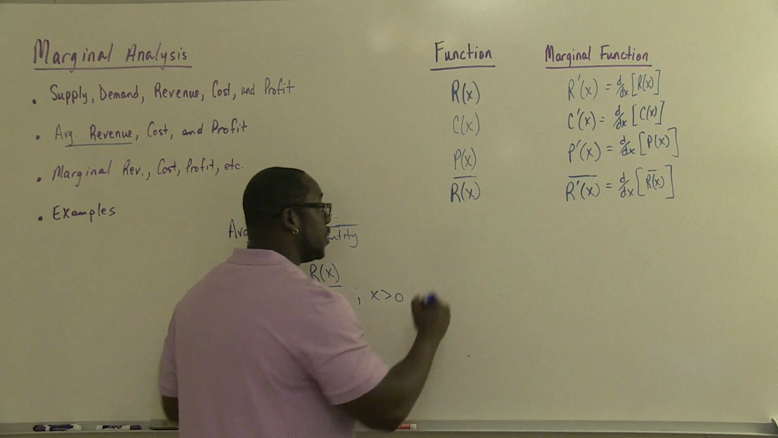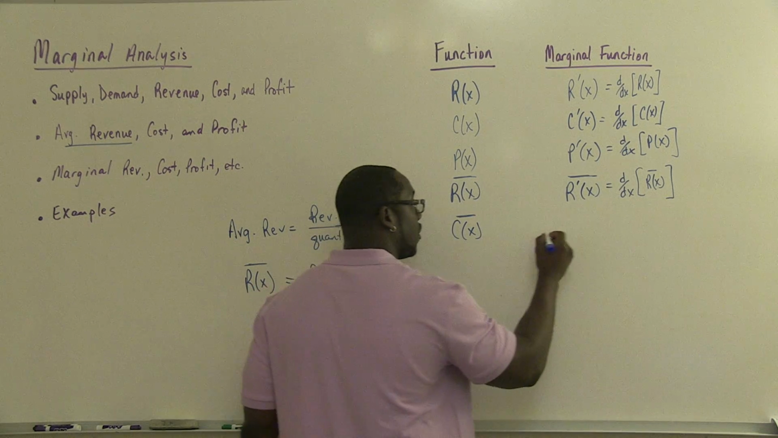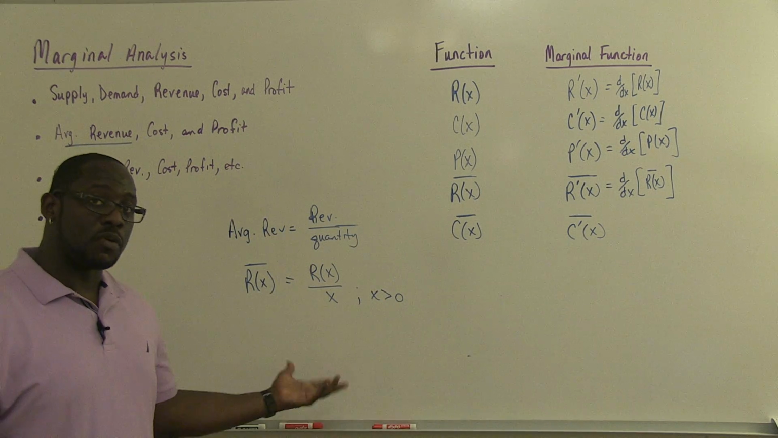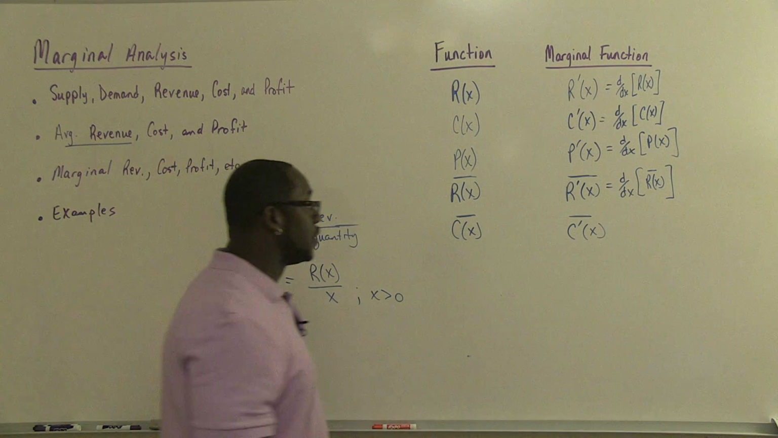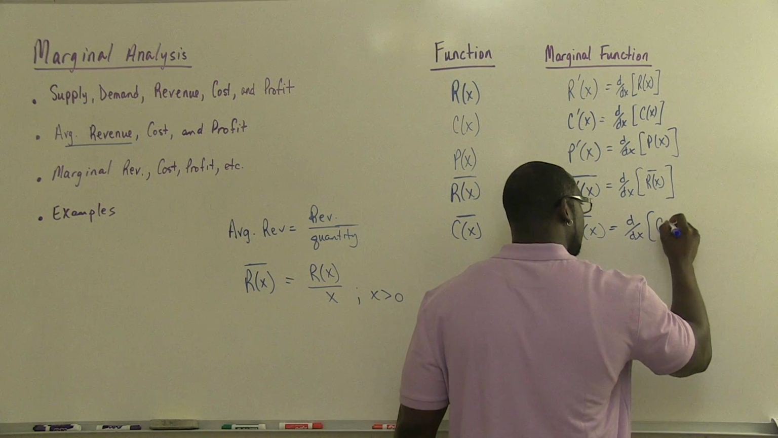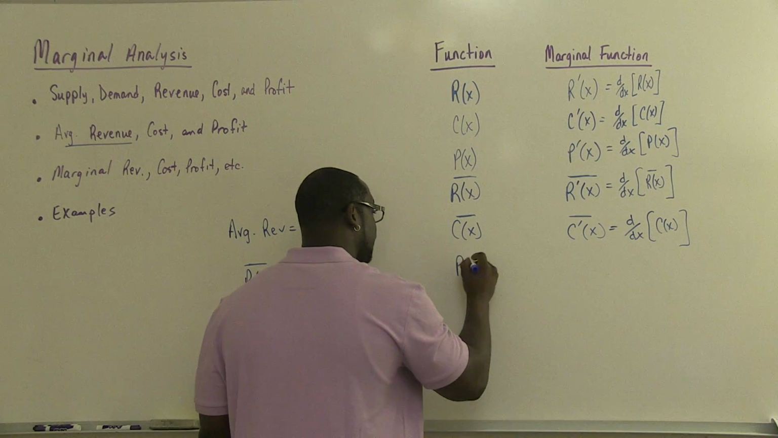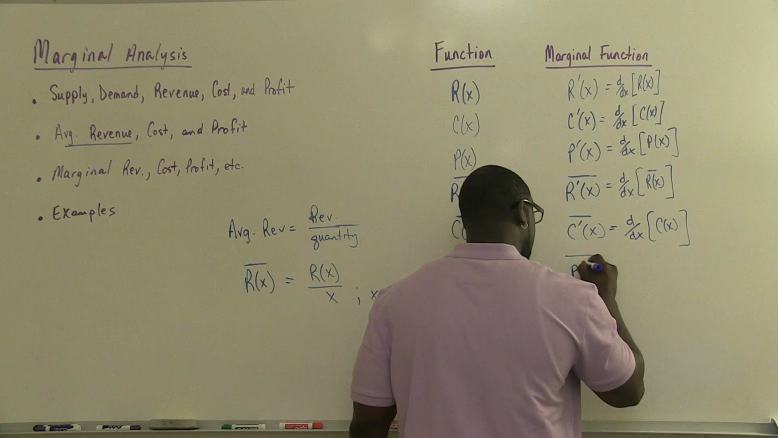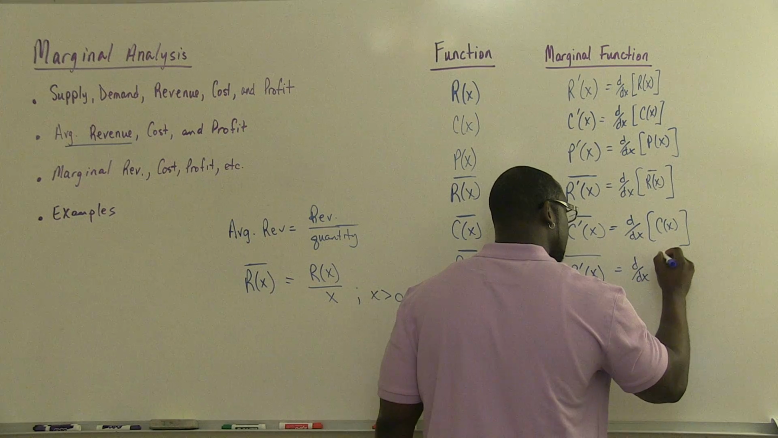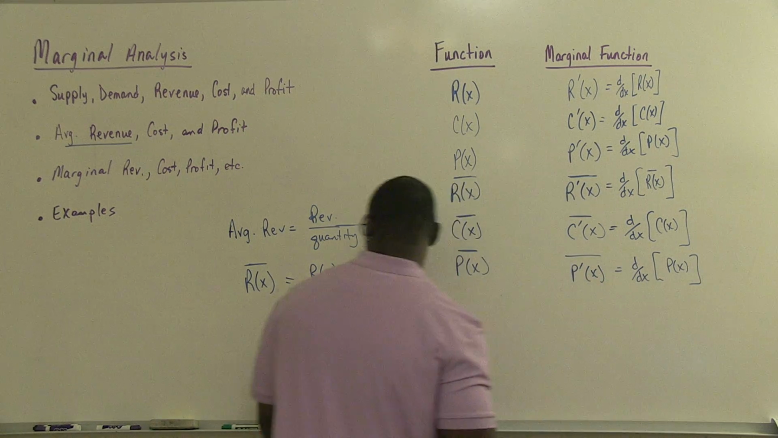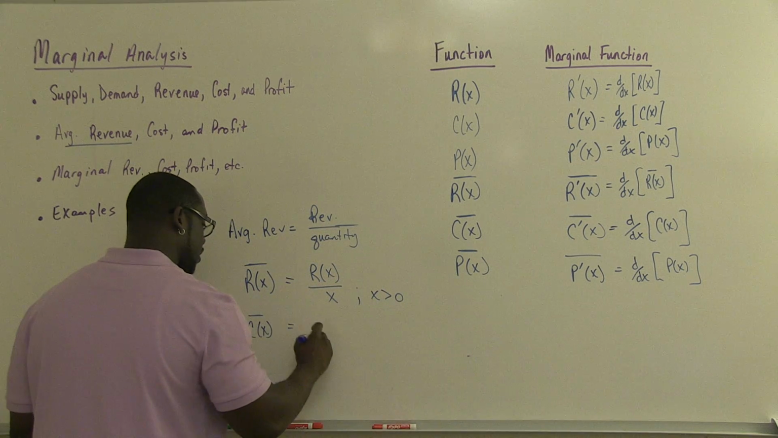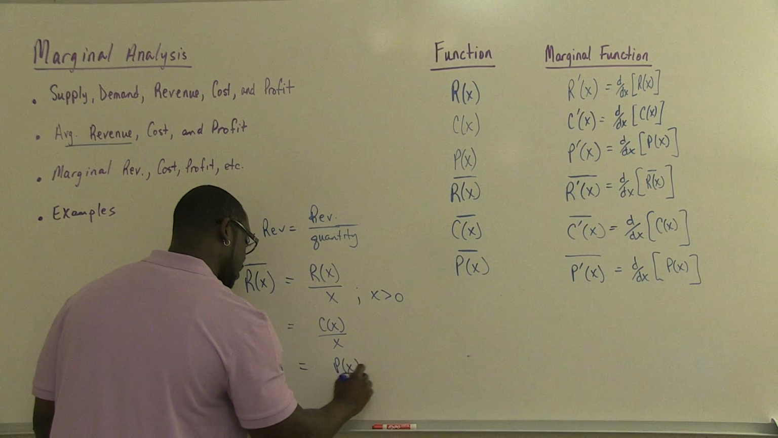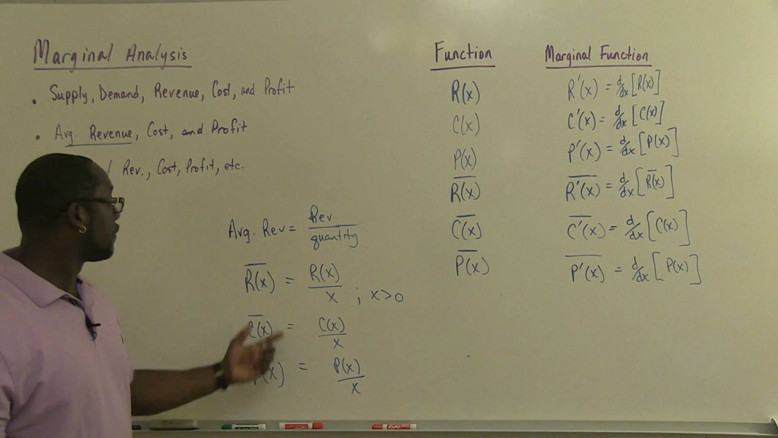And similarly, we can do the same thing for cost. If we had average cost, we would have to do C prime of X, the derivative of C bar. And lastly, for average profit, that would be the derivative of P bar, which would be this. Of course, for average cost, this would just be C of X divided by X, and average profit would be P of X divided by X. So in short, that would be what our functions would be.